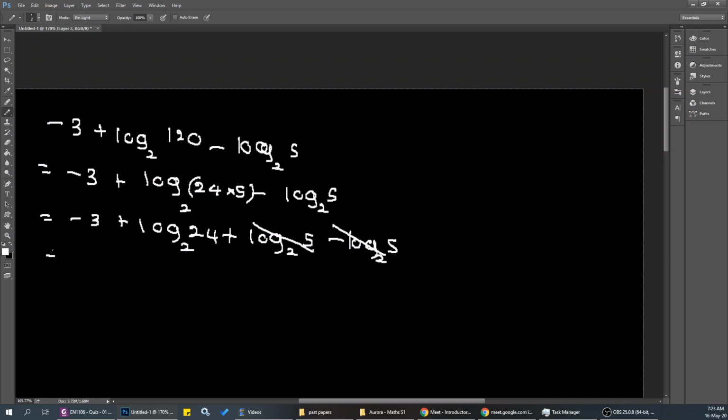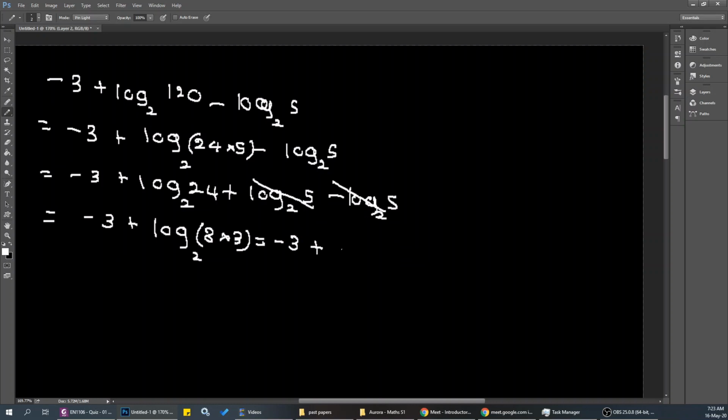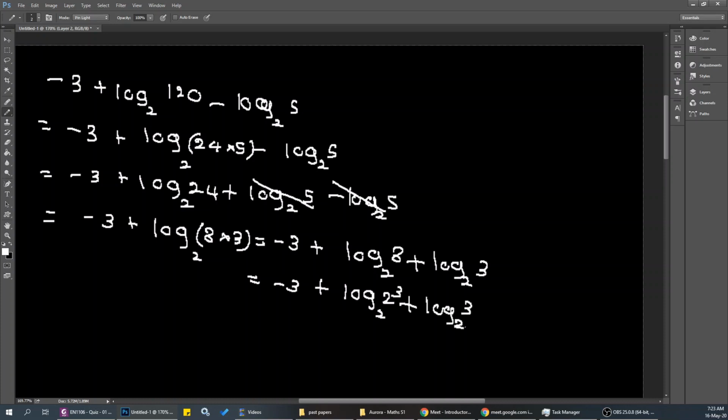And then we get minus 3 plus log of 24 to the base 2, and we can write 24 as 8 into 3. I'm just doing it a little quicker. Minus 3 plus, we can rewrite it as log of 8 to the base 2 plus log of 3 to the base 2. So we have minus 3 plus, we can write 8 as 2 to the power 3, to the base 2, plus log of 3 to the base 2.